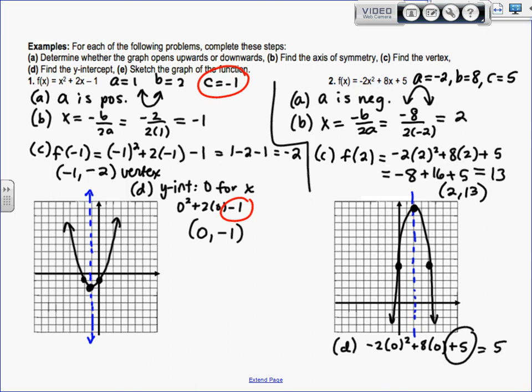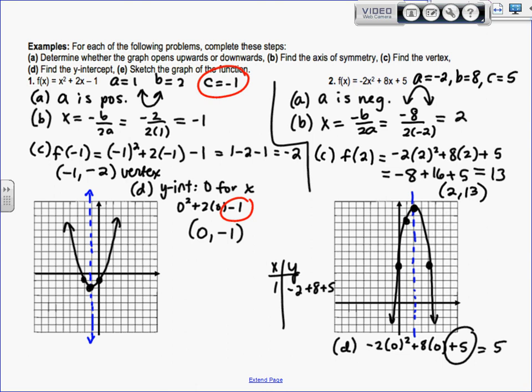So that's it. Like I was saying, if my vertex was the y-intercept, you'd have to do another point. So you'd have to plug in 1 and get something else. So in this case, if I plugged in 1, I have -2 plus 8 plus 5. I'd have 13 minus 2, so I'd get 11. So it'd be right there. So if that happens, you can always find another point.